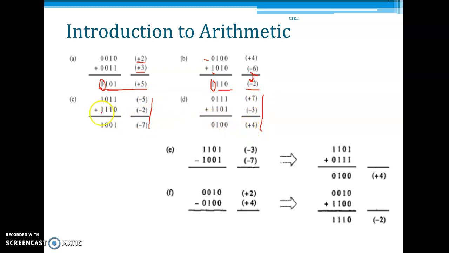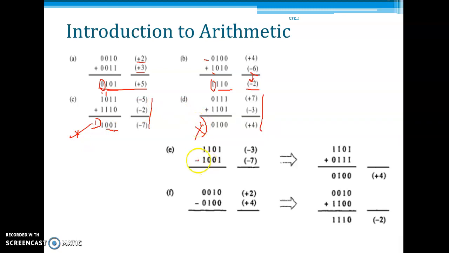Here, if you observe, when we are adding it, 1 plus 0 is 1 here, and 1 plus 1 is 0 with a carry of 1, and again 1 plus 1 is 0 with a carry of 1. Then we have 111. We have a carry here, but we are not worrying about it. We are neglecting the carry. Here also the same thing happens. One carry will come and we are neglecting it.